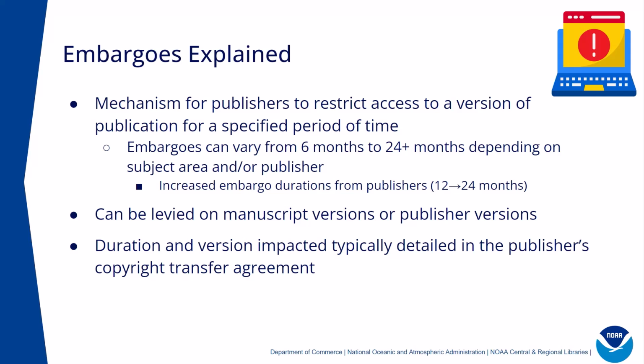The duration and the version impacted are typically written into the copyright transfer agreement. So, in copyright transfer agreements, it will say you can post your manuscript after a 12 or 24-month embargo, or you may use the publisher's version of record after a 5-year embargo, or something of that nature. It's usually baked right into that copyright transfer agreement.